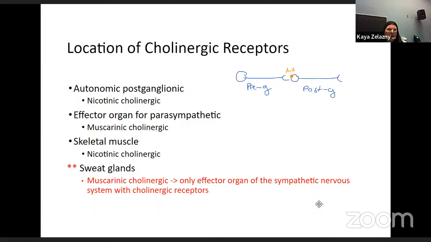If we are thinking about our effector organs, so those are our target cells, we're going to pick the heart as our effector organ over here. So in our effector organ, if we're thinking about the parasympathetic nervous system and its effects, this is when we will see our other type of cholinergic receptor. So if we are now thinking about a parasympathetic nerve, we'd still be releasing acetylcholine.